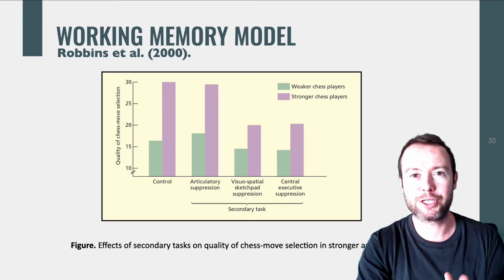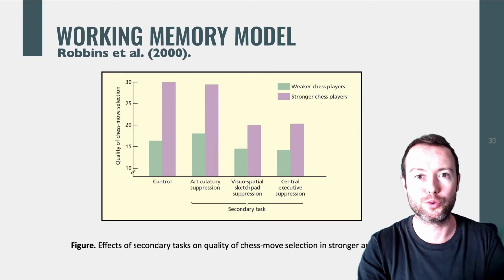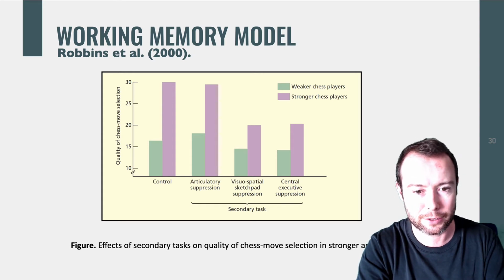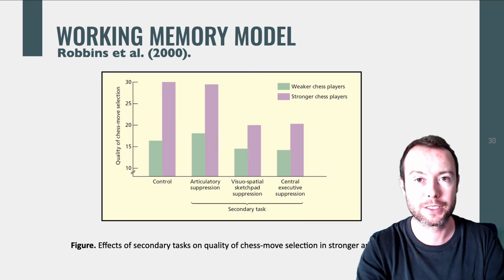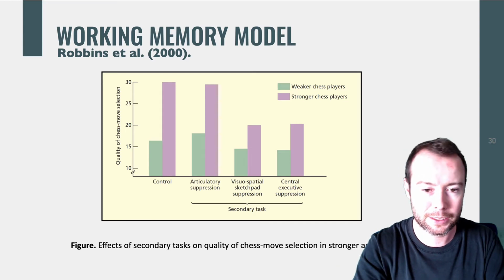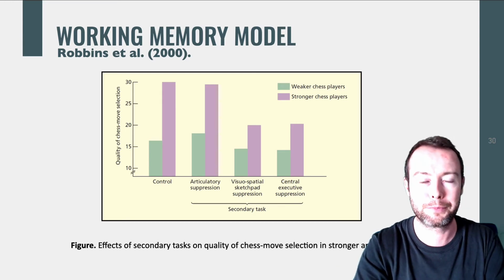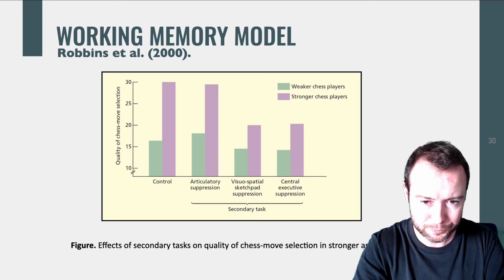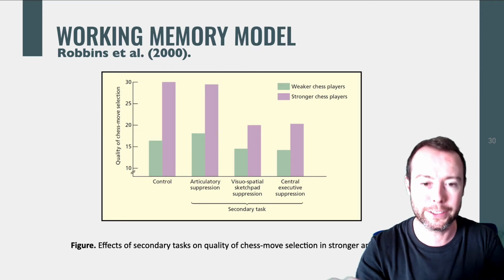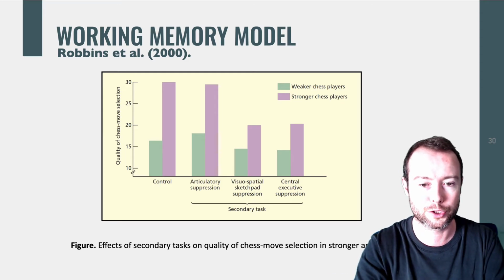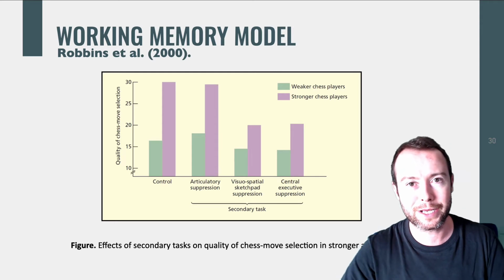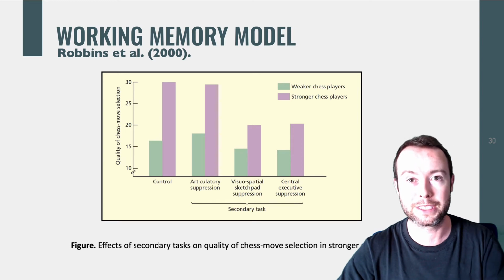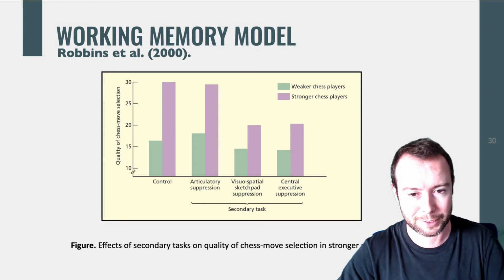So what happens to chess players' performance when you give them a dual task to perform? If we look at the graph here, on the y-axis we're plotting the quality of their chess move, so the higher the score the better. We've got different coloured bars representing the performance of weak and strong chess players. For the sake of our argument, you can just focus on the performance of the stronger chess players. On the left we have a control condition, so there's no distraction task, and their performance is pretty good for the strong chess players.